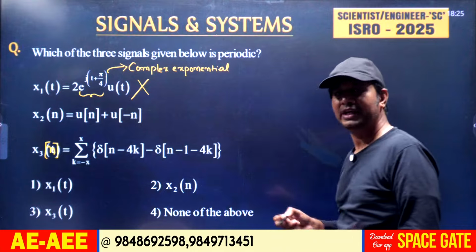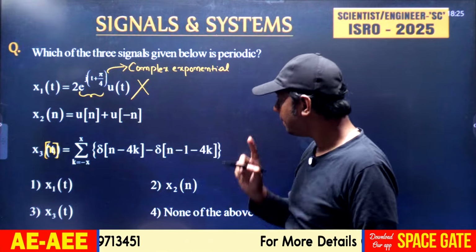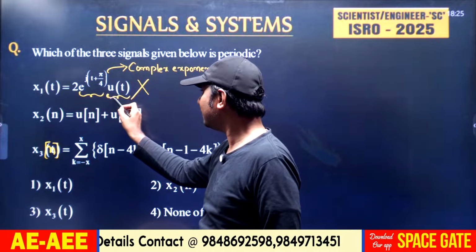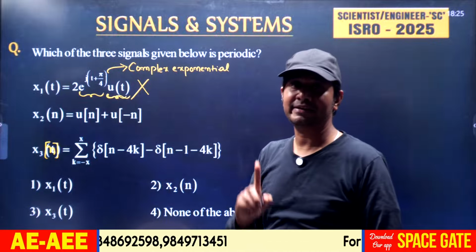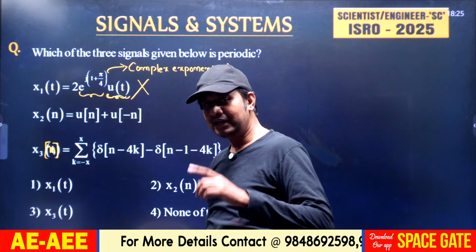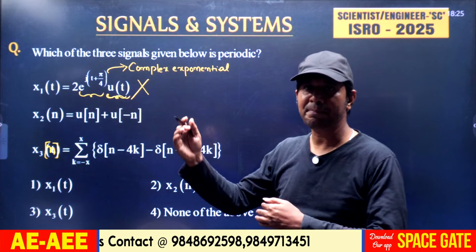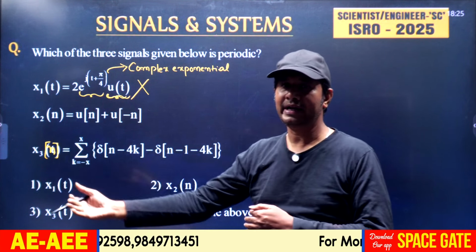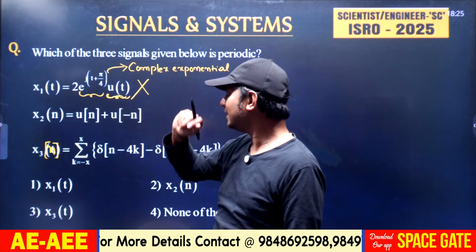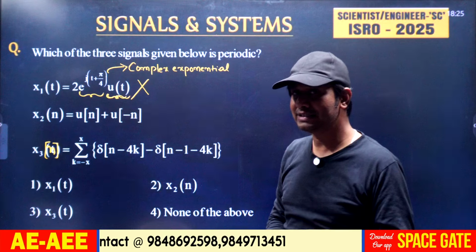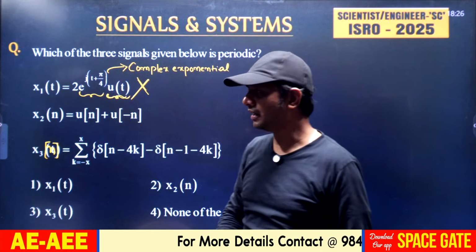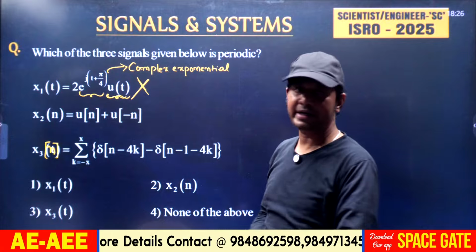Complex exponential in continuous time is periodic, but here it is multiplied with u of t. Multiplied with u of t means the signal exists from 0 to infinity only. But for a signal to be periodic, the starting point must be minus infinity and the ending point must be plus infinity. So, this particular signal starts at 0 and ends at infinity. So, this cannot be a periodic signal. So, x1 of t is eliminated.